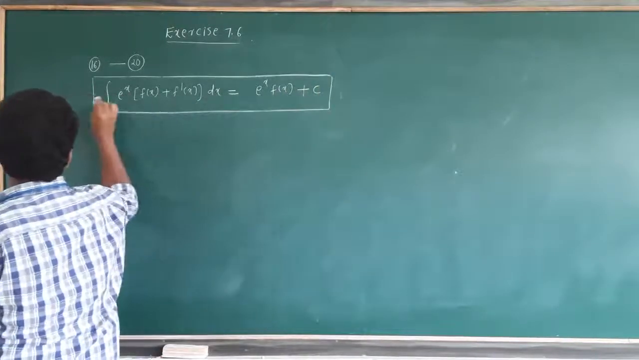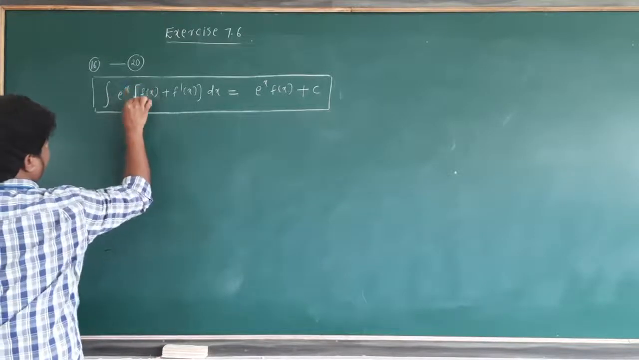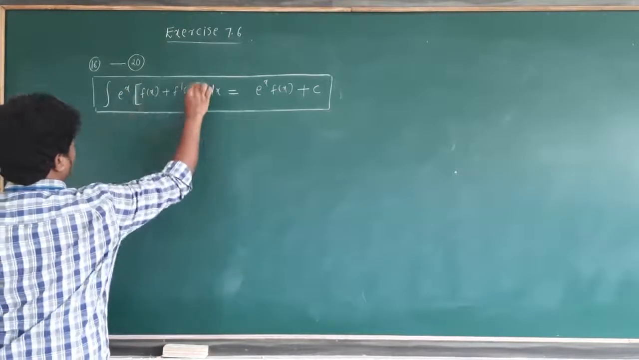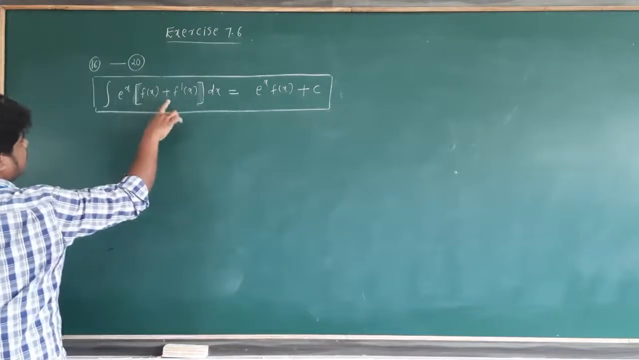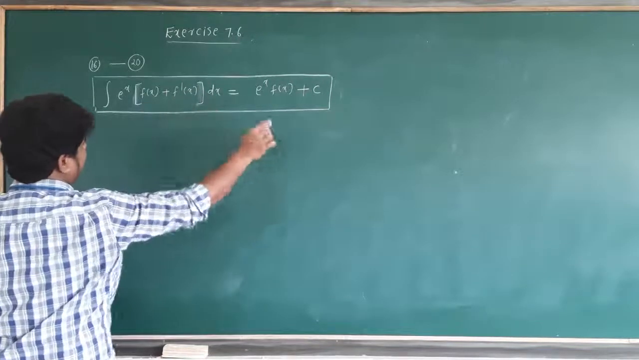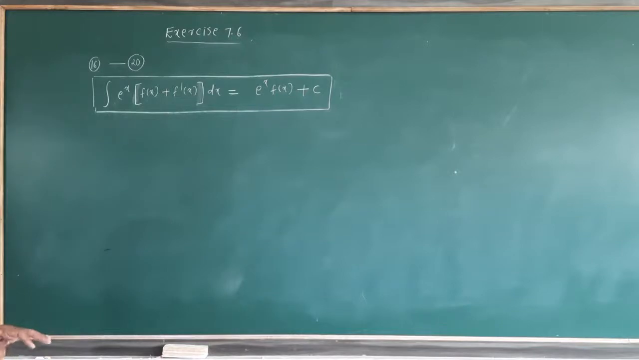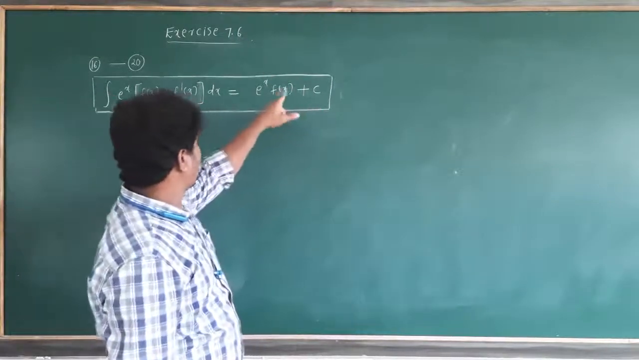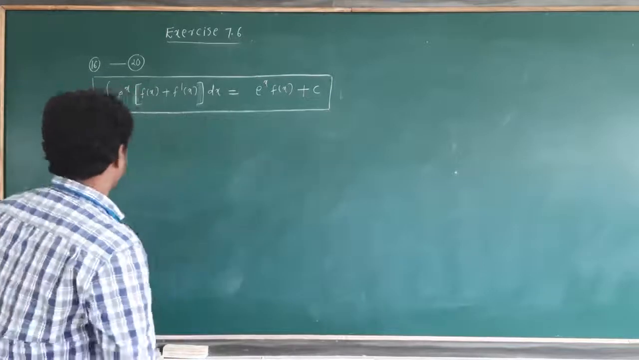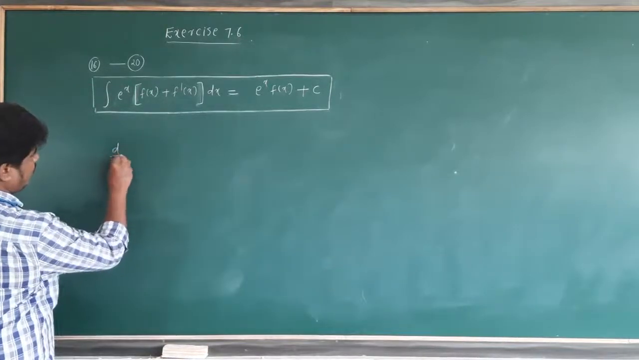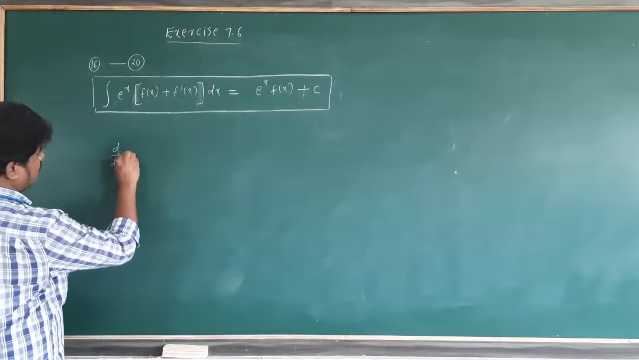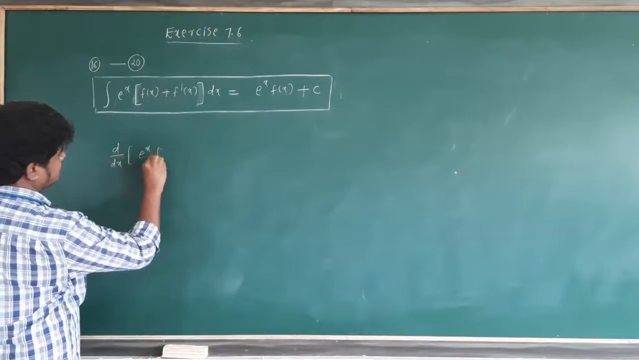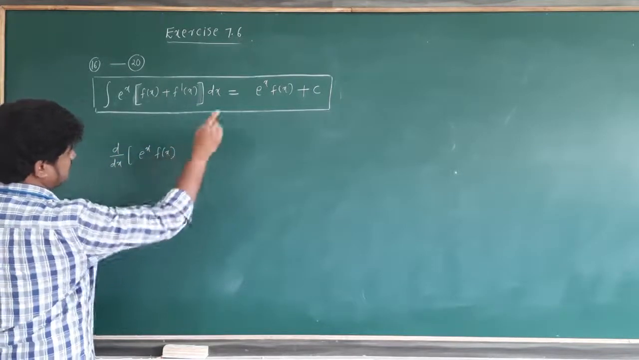It is the formula. Integral of e power x into f of x plus f dash of x dx is equal to e power x into f of x plus c. How it came is you can come reversely. For example, if you find the derivative of this, automatically you get this one. If you want to see what is the derivative of e power x into f of x plus c.